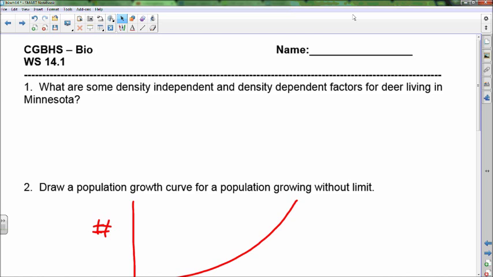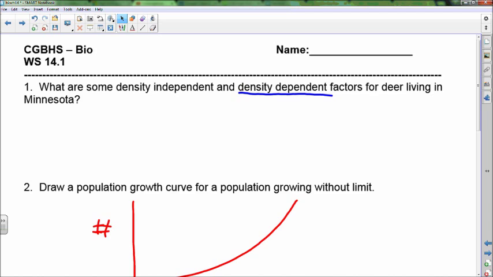Also, habitat or cover trees. The more deer there are, the fewer are going to be able to find a place to hunker down territory-wise. And then probably disease, too. A big one that you hear in deer is chronic wasting disease. But diseases are going to spread more based on those density-dependent factors, the fact that there's more deer around.